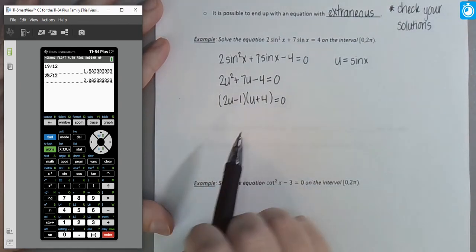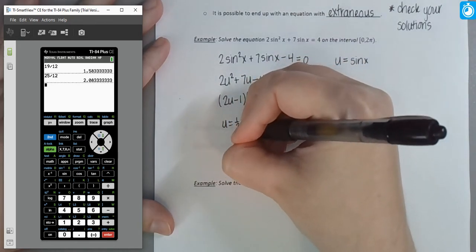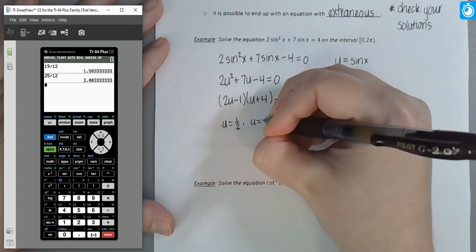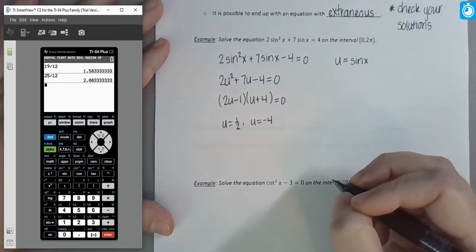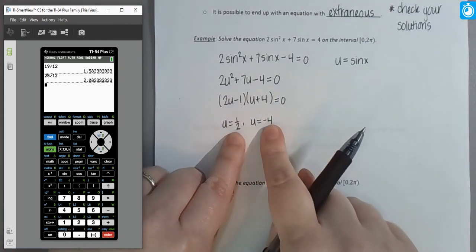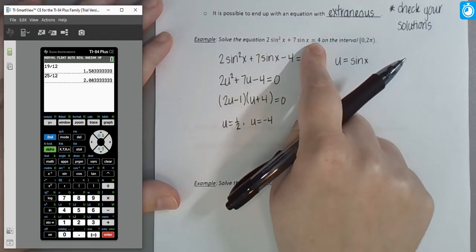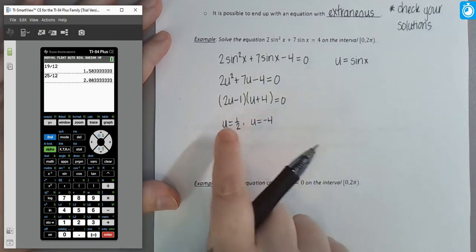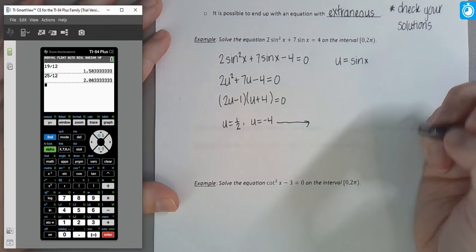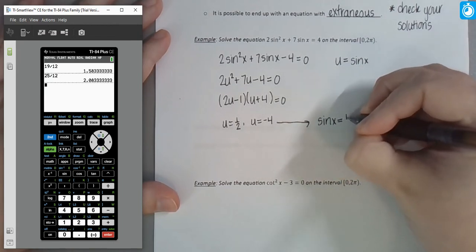So I would go ahead and solve for u in this case. We're going to get that u is equal to 1/2 if we set this first factor equal to 0. And we're going to get that u is equal to -4 if we set the second factor equal to 0. Now, that does not mean that our solutions to our equation are 1/2 and -4. There aren't any u's in the original problem. There's sine of x. So now we need to resubstitute, reverse the substitution that we originally did, and then we can solve for our actual variable x.